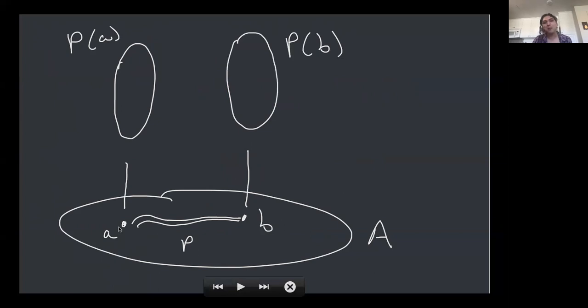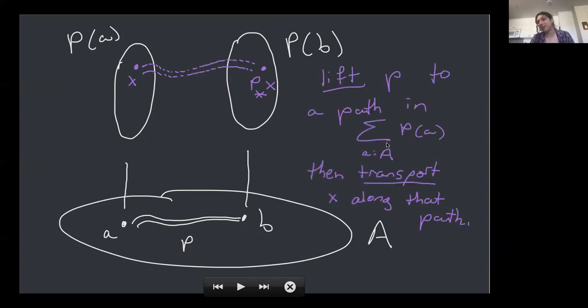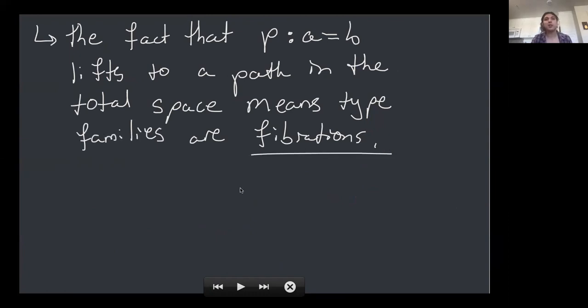Okay. So if I have a path between A and B in my space A, and I have a fiber P of A and a fiber P of B, then what I'm really doing is I want to find a path upstairs that lies over my path downstairs. If I can lift my path in A to a path in the total space connecting these two fibers, then transporting X along this path will exactly give me a point inside of P of B. And that's exactly what I wrote down in purple. And so this tells me that not only are type families covering spaces, they're actually really nice covering spaces. They're fibrations. So any path downstairs lifts to a path upstairs.